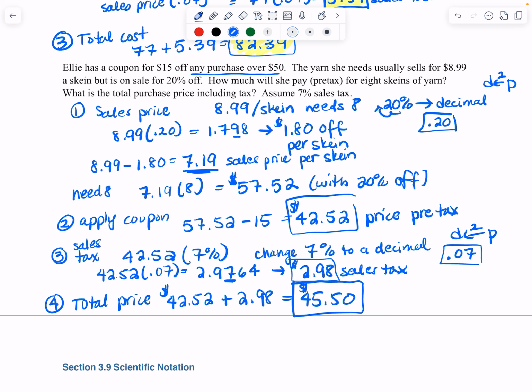And that is the end of 3.4. Yay! Hooray! There are a lot of great problems in there that actually will apply to your everyday life. But that's the end. So go ahead and start on your homework.